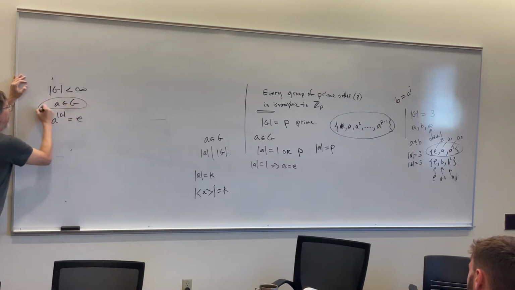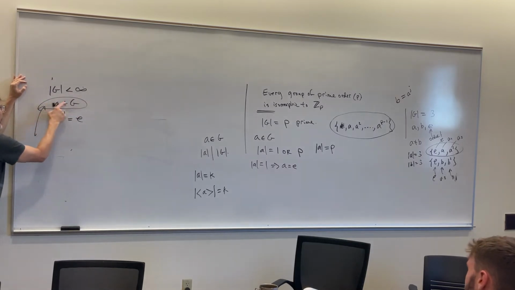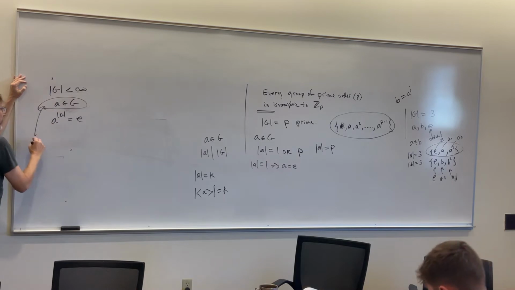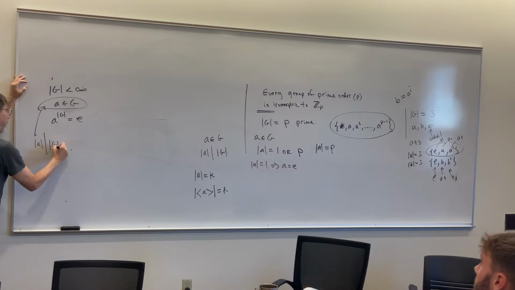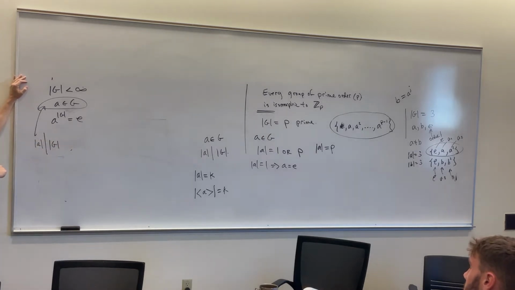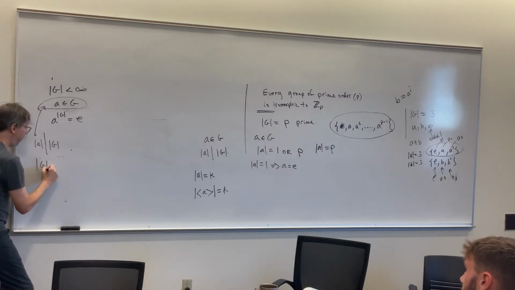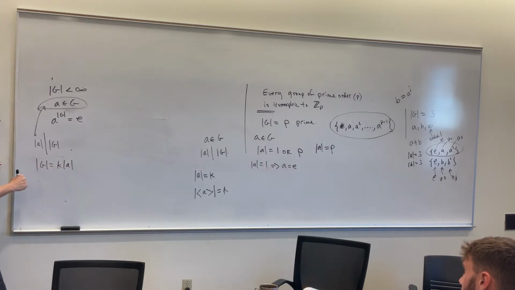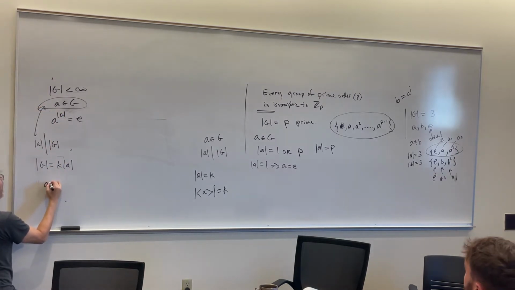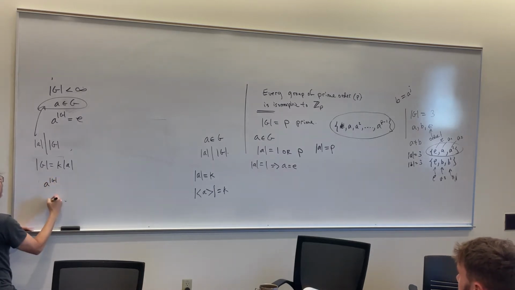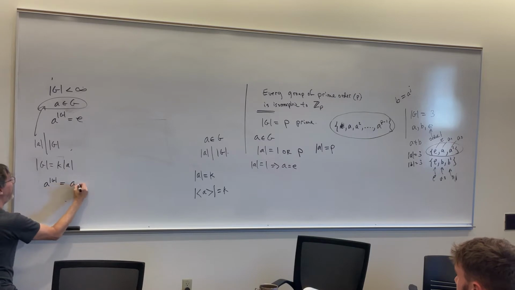So let's go to Lagrange's theorem, or at least a corollary of it. If I have an element of a finite group, what do I know about its order? It divides the order of G, right? So that means that the order of G must equal some integer k times the order of a. So when I take a to the power of the order of G, that's a to the k times the order of a.